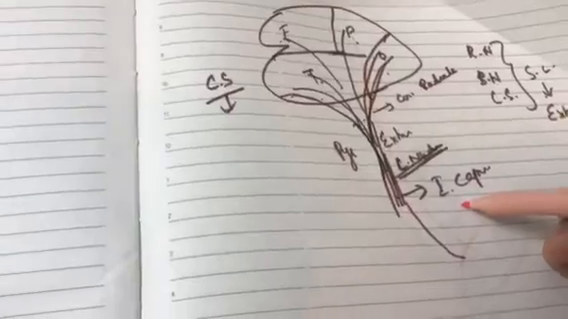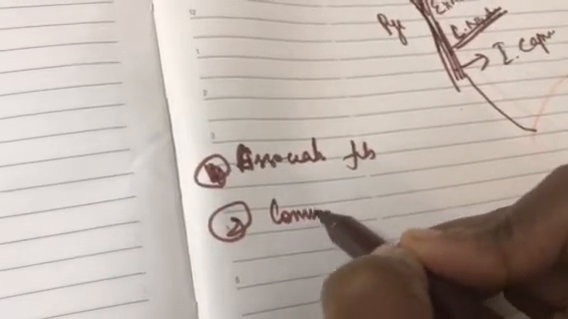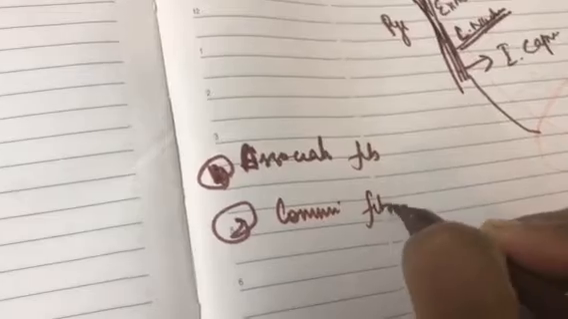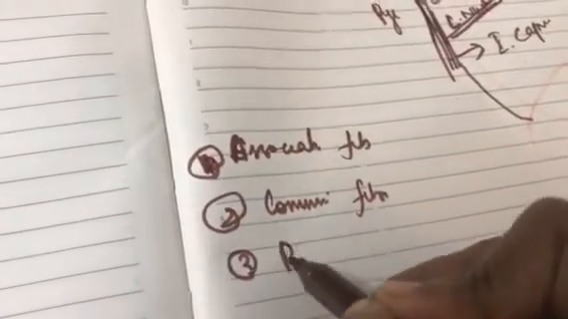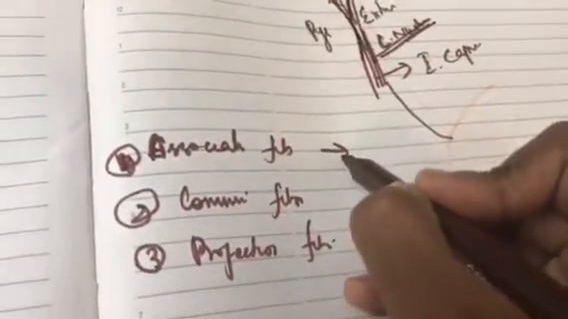Before doing the internal capsule, you should know what are the white fibers we are going to see. So the white fibers, you can classify as association fibers. Number 1, association fibers. Number 2 is the commissural fiber, number 3 is the projection fiber. Three fibers.